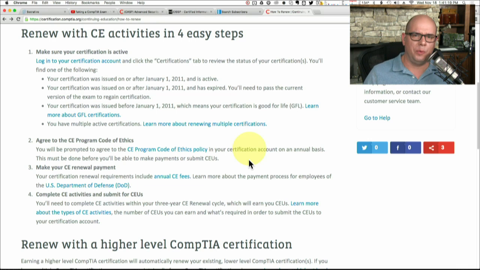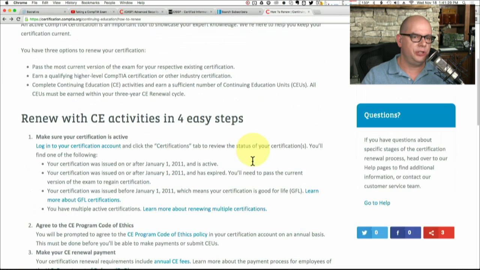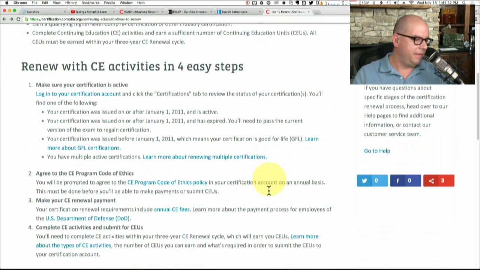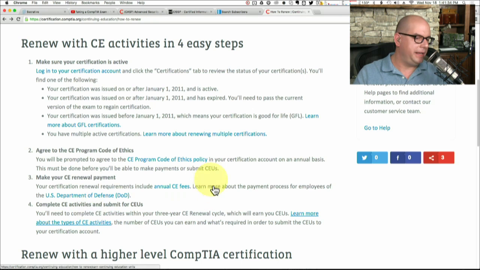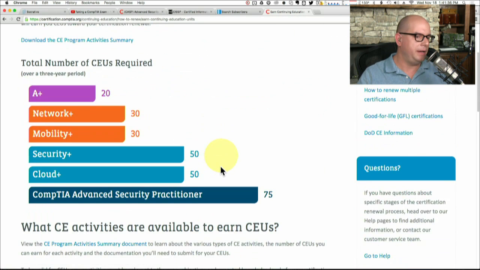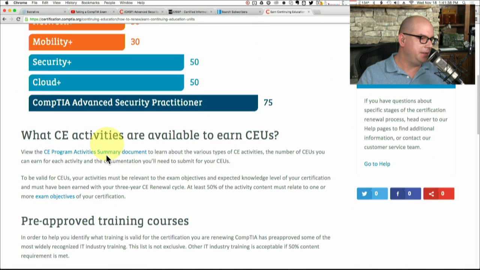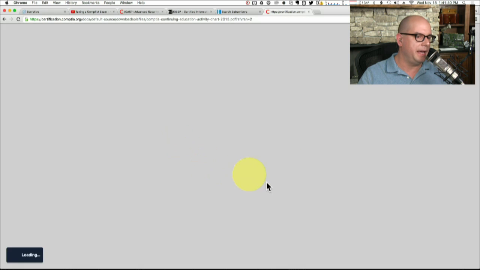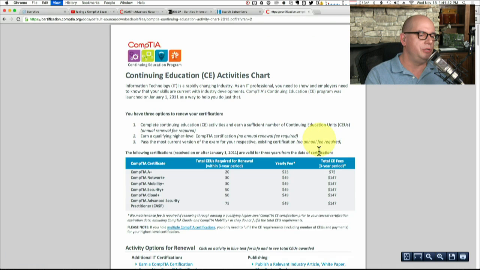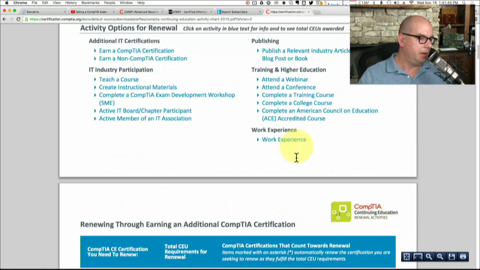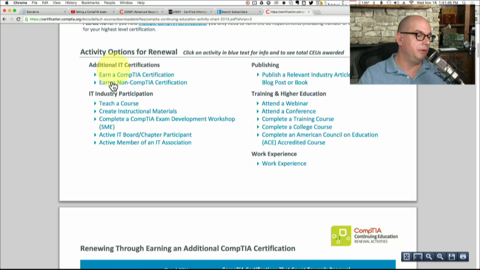I think most people will probably take their A Plus, then their Network Plus and Security Plus and renew that way. Although if I was in that position and working in IT, a lot of the things that you can do, they have a list of activities on their renewal page that you can follow. They have an activity summaries document. I'll click on that. So there's a lot of things you can do to renew. You can earn a CompTIA or non-CompTIA certification, but you can do any one of these things.